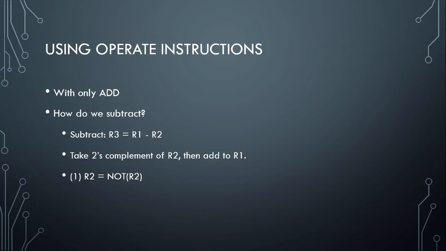So how we can do that is we say R2 is equal to NOT of R2. So we're flipping all those bits. Then we say that R2 is equal to R2 plus 1. Then we say R3 is now equal to R1 plus R2.